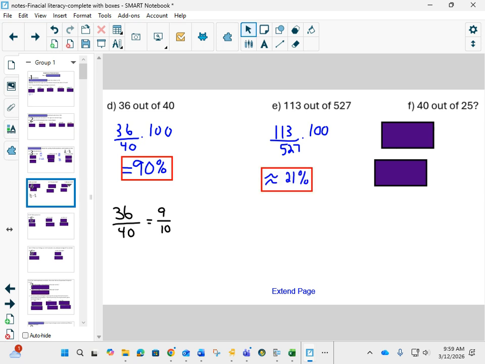And you see how I made my equal signs kind of squiggly? That means it's an approximation, so I had to round it. I could have rounded it to more decimal places if I wanted to. I just rounded it to the nearest whole number. It's 21%. But how did you get 21? I had to use my calculator. So if I took my calculator out, 113 divided by 527.